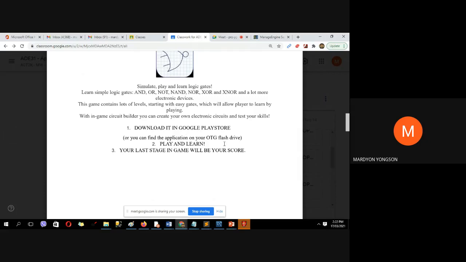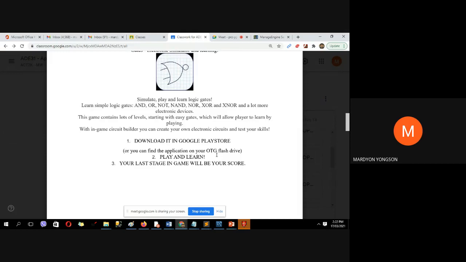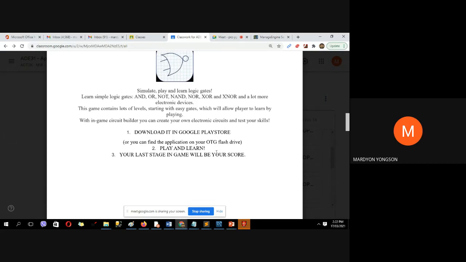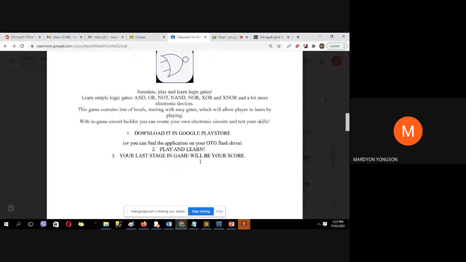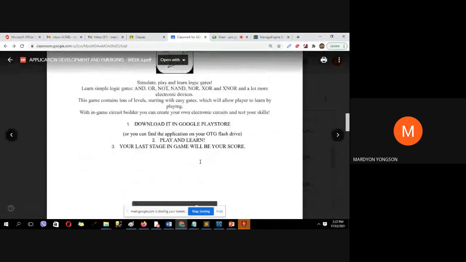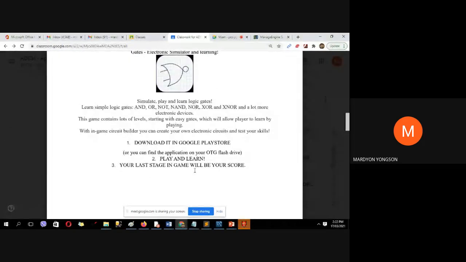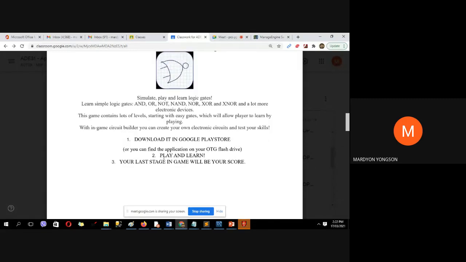You can download it in the Google Play Store, and you can also find the application inside your OTG flash drive. You could install it on your Android phone or smartphone. Your score will be recorded as equivalent to your laboratory grade. Your highest score in the app is the one we will record.